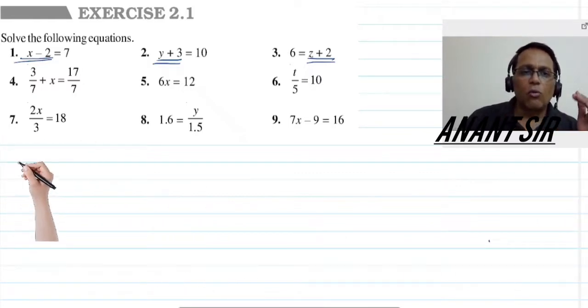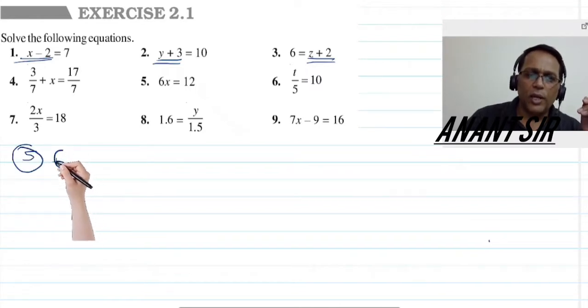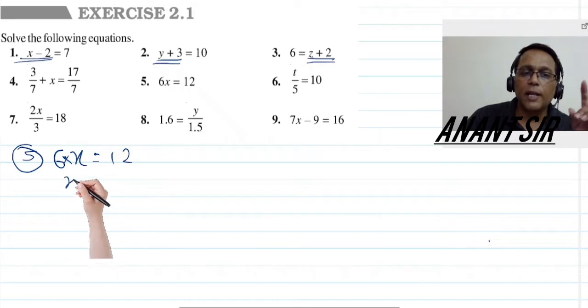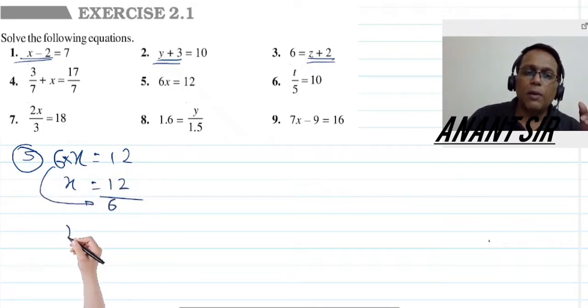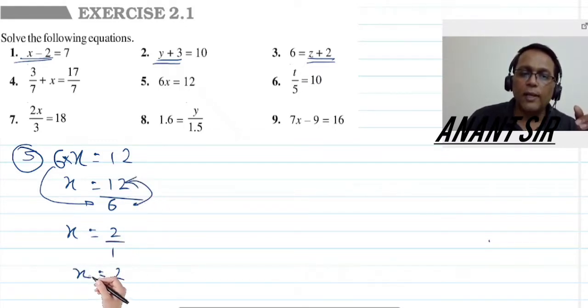So now we move on to the fourth question. Before going to the fourth, I will do the fifth one. Okay, it's much easier. 6x equal to 12. Now between 6 and x there is a multiplication. So multiply by 6 will become divide here, and I am dividing 12 and 6 both by 6. So it will become 2 by 1. That is 2.